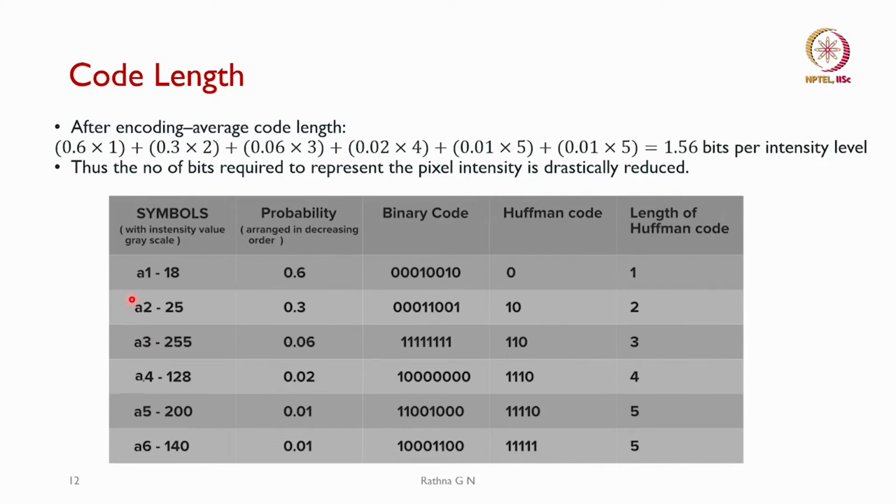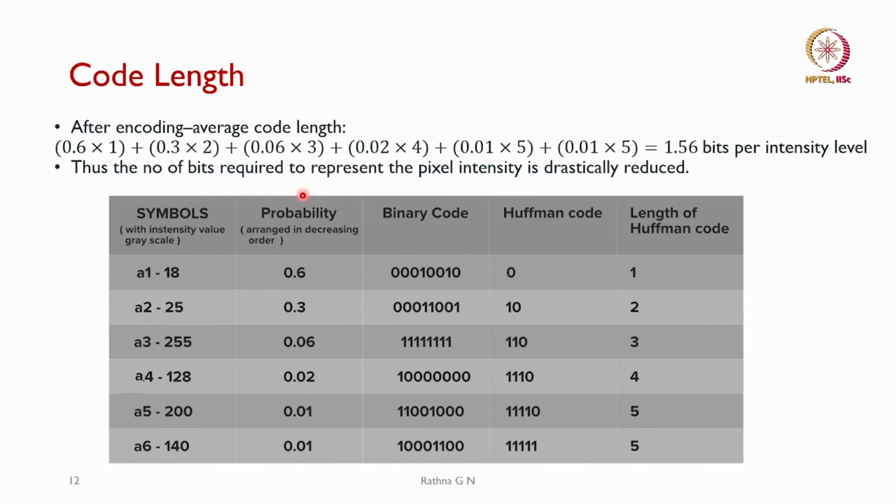So, we say that A1 has 18 symbols, which we represent as 18, and the probability of its occurrence is 0.6. The binary code to represent 18 is given here, and if we represent it with Huffman coding, we represent it as 0, so the length of the Huffman code is 1 bit in this case. The same way for A2 is equal to 25, as shown here, whose occurrence is 0.3. So, these are the Huffman code lengths, which are 1, 2, 3, 4 and then 5.